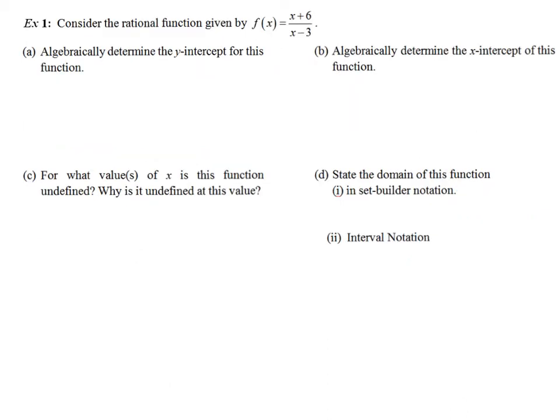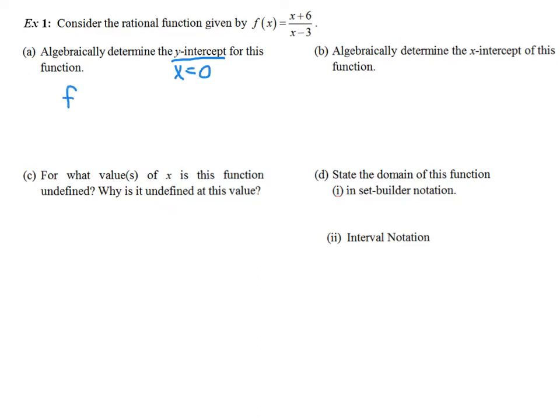In example number 1, let's consider the rational function given by f of x equals x plus 6 over x minus 3. We'd like to examine some of the properties of this function and ultimately its graph. So in part A it says let's algebraically determine the y-intercept for this function. Well, from previous work in this class we know that the y-intercept is going to be the place where the x is equal to 0.